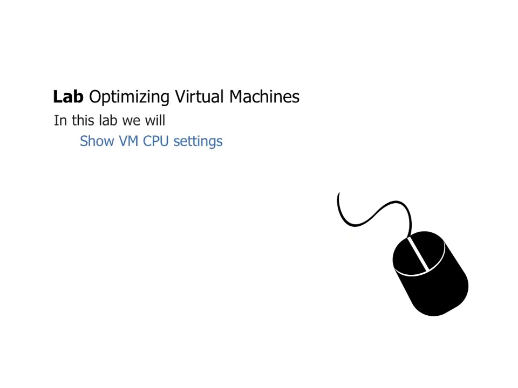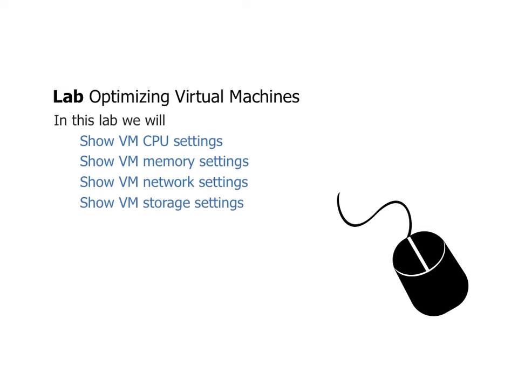Lab time. So in the lab, we're going to show VM settings, memory settings, network settings, storage settings. You've probably seen these 1,000 times, but I'm going to show them anyway because I want to make sure that you're aware of them for the exam. And then I'm going to show you how to use hot add, which is just kind of like a little bit of fun. So with that, let's go ahead and jump to the lab.